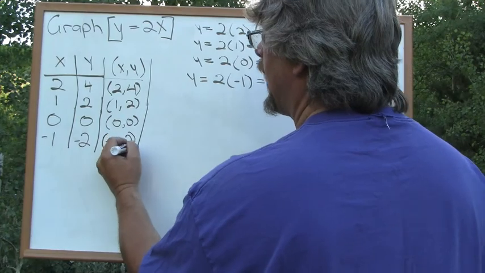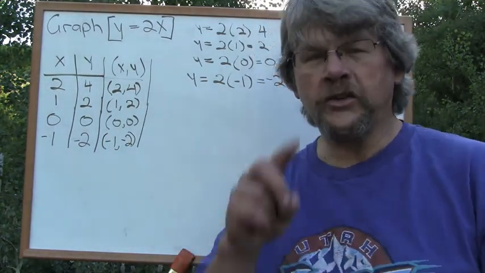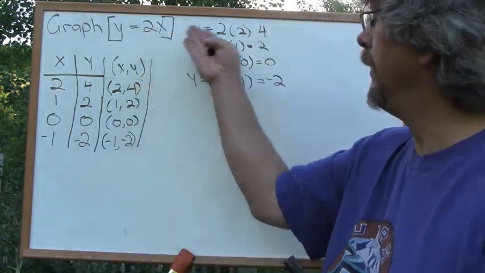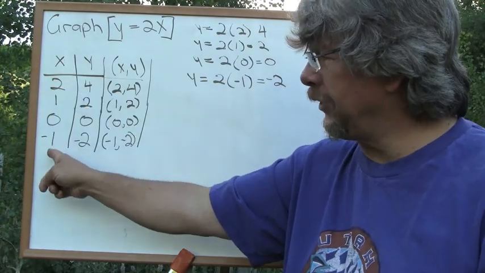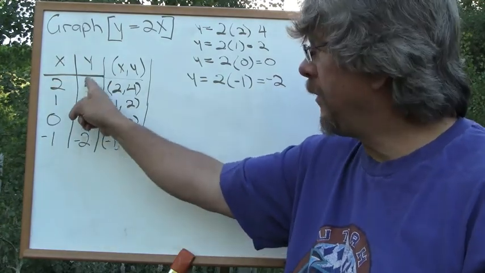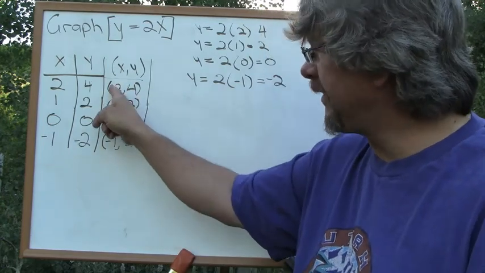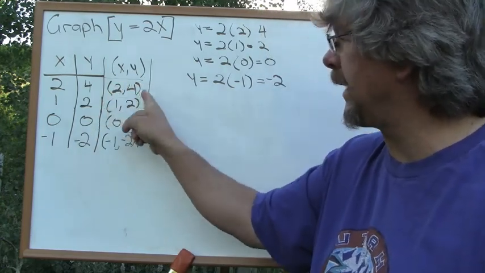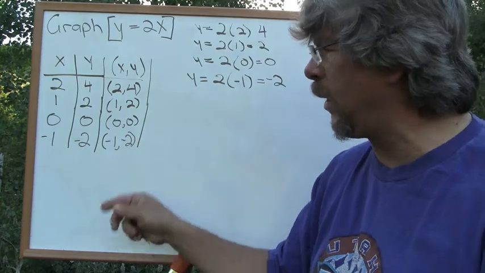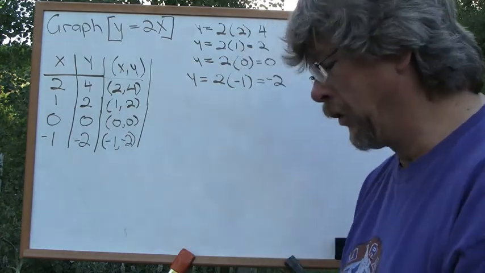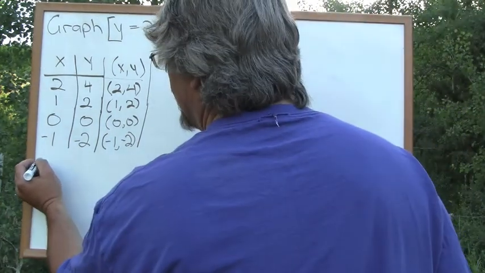You notice how every time we're choosing a number for x and we're putting it first, then the number for y, and then in the coordinate pair, x is always first, then y. X, y, x, y, x, y. This is crucial to keep things easy.